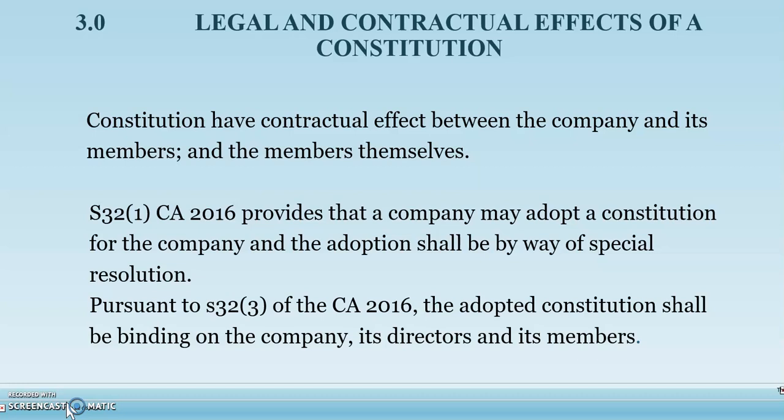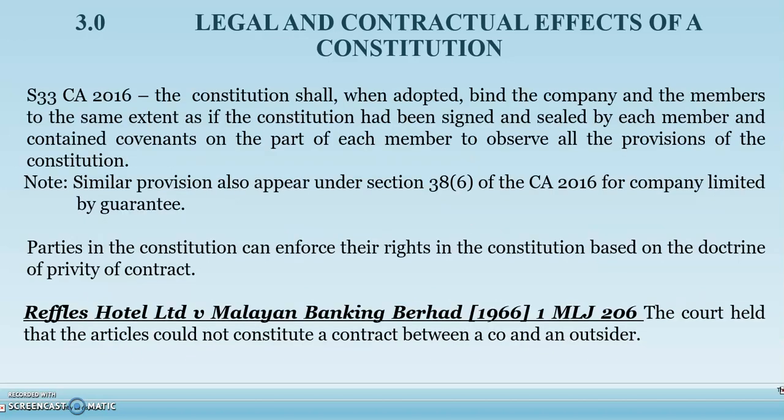Now, Section 33 itself says that when it's adopted, it binds as if the constitution had been signed and sealed by each member. So whatever covenants are in that particular constitution, you must observe. A similar provision can be found for the Company Limited by Guarantee at Section 38, subsection 6. Basically, parties in the constitution can enforce their rights based on the doctrine of privity of contract.